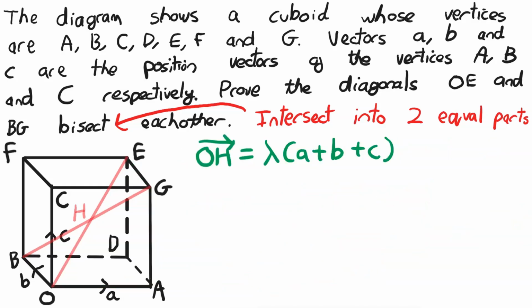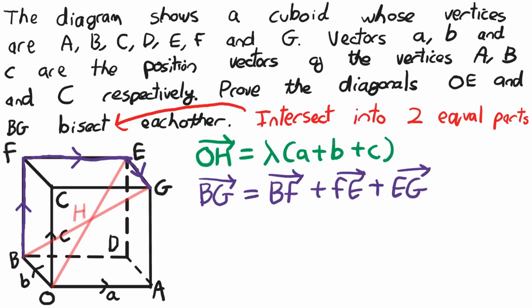Okay, so now let's focus on the other diagonal. Let's focus on BG. So let's start from B. Let's go up like this. So this is BF, and then let's go across like this. So this is FE, and then let's go down like this. So this is EG. Okay, so therefore BG is equal to BF plus FE plus EG.